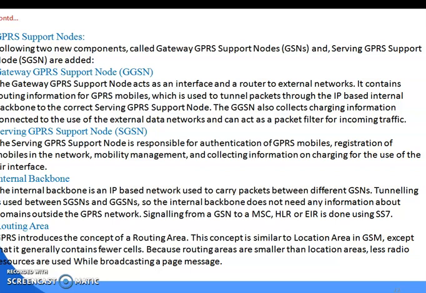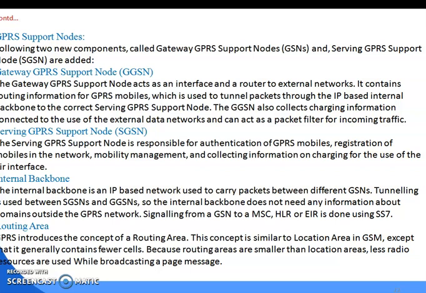Next is your serving GPRS support node, SGSN. The SGSN is responsible for authentication of GPRS mobiles, registration of mobiles in the network, mobility management, and collecting information on charging for the use of the air interface. Next is your internal backbone. The internal backbone is an IP-based network used to carry packets between different GSNs. Tunneling is used between the SGSN and the GGSN.